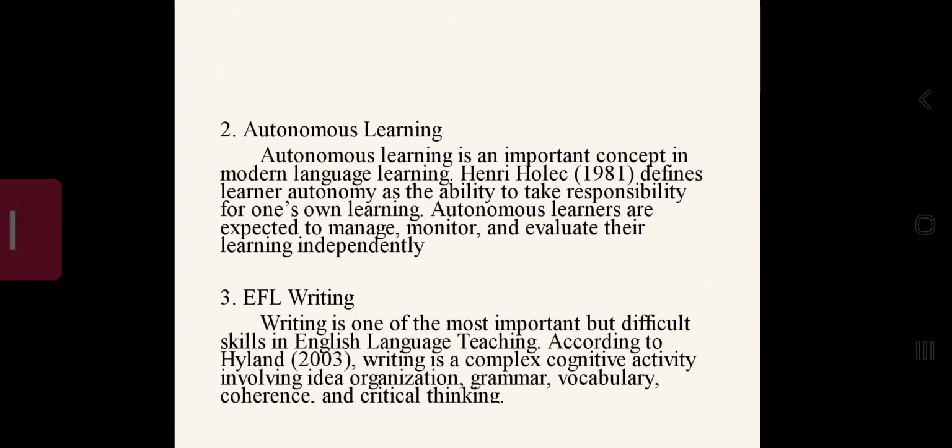Second one, we have autonomous learning. Autonomous learning is an important concept in modern language learning. Henry Holec, 1988, defines learner autonomy as the ability to take responsibility for one's own learning. Autonomous learners are expected to manage, monitor, and evaluate their learning independently.